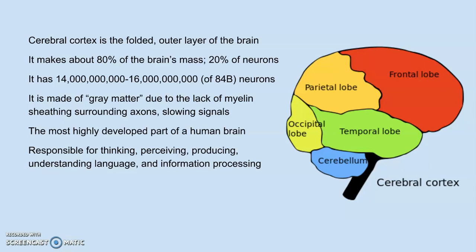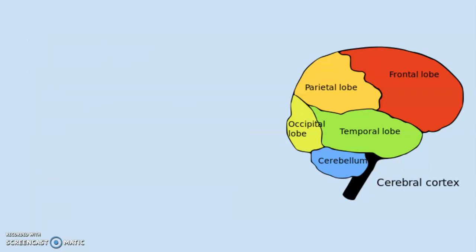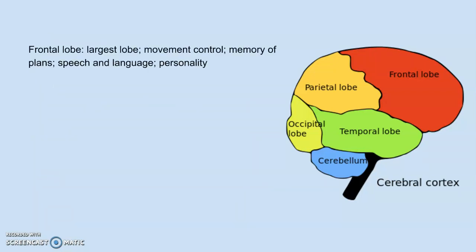The cerebral cortex is divided into 4 major lobes with specific functions. First one I want to discuss is the frontal lobe. This is the red lobe to your right. It is the largest lobe and is in control of movement as well as the memory of plans, your speech and language, and your personality.